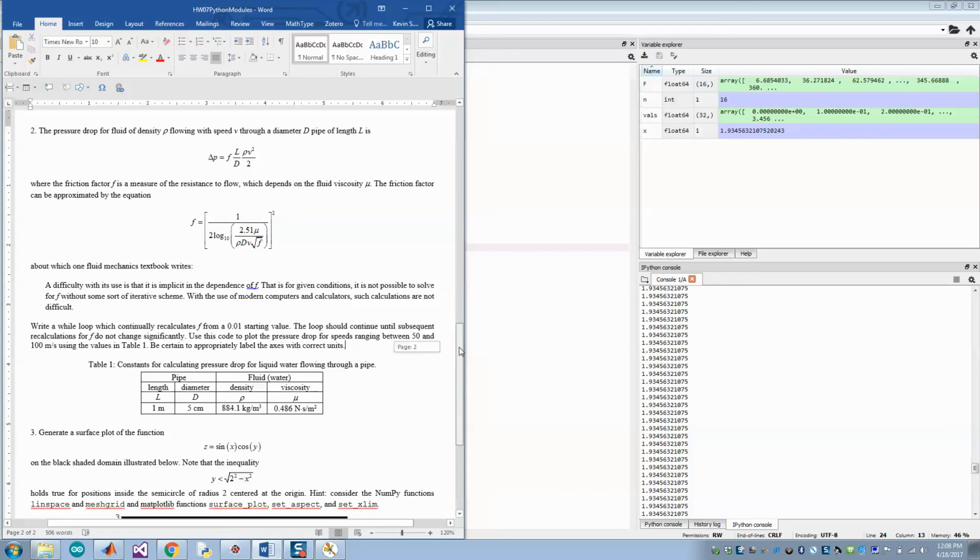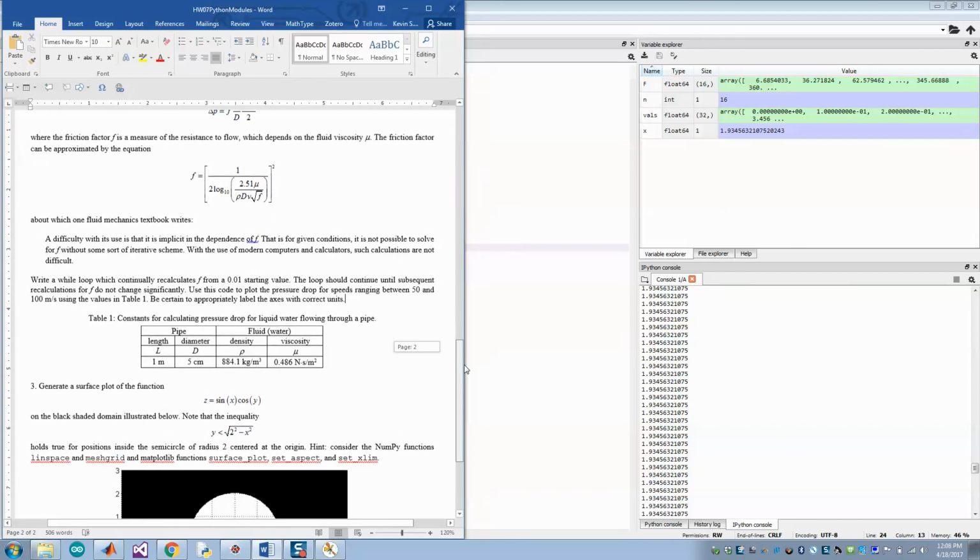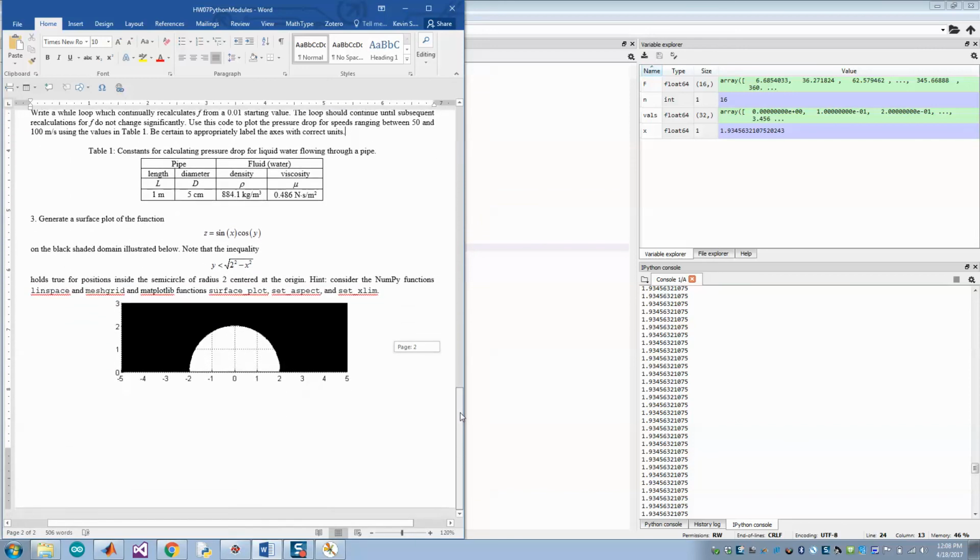Okay. All right. So those are the first two problems. The third problem is actually pretty straightforward. You want to do a surface plot with this equation. Okay, and we want to use this black-shaped domain. So you're going to need to create a mesh grid for your x's and y's. And then you're going to want to get yourself your z matrix.